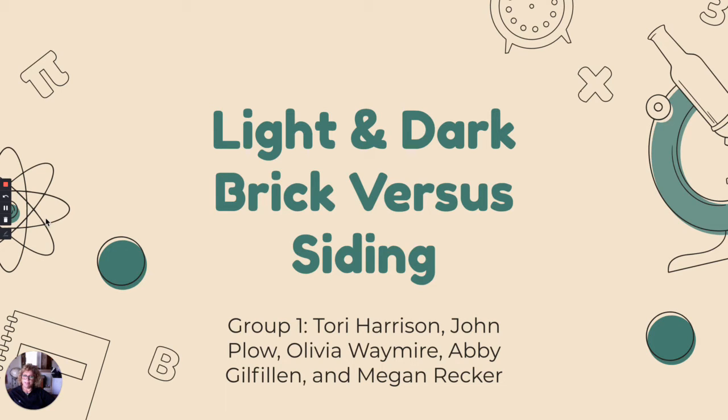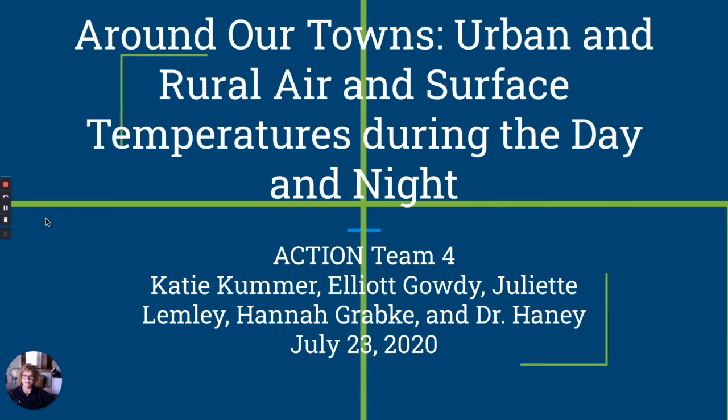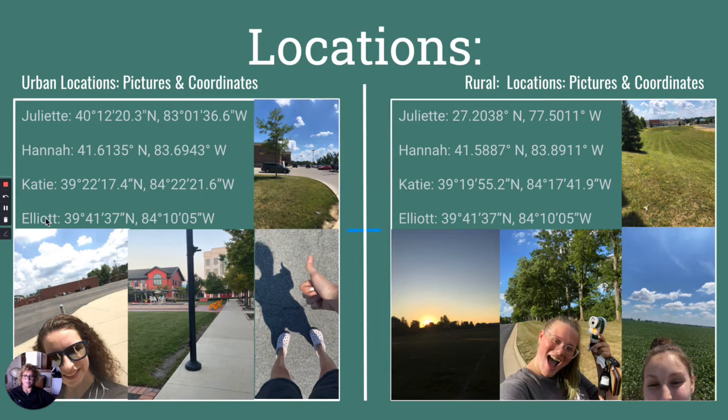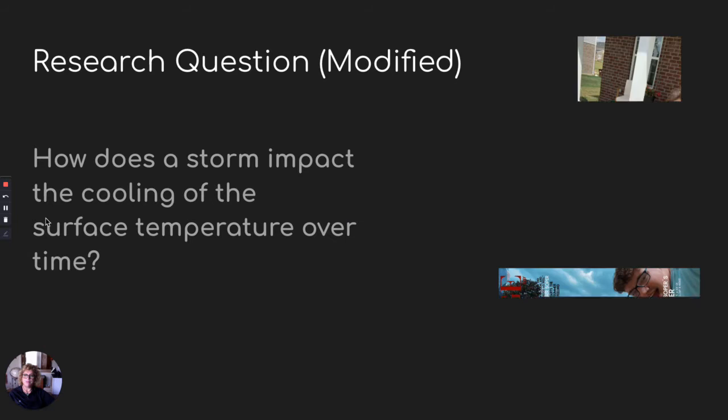Here's a few of the sample projects. This one was light and dark brick versus siding. This group took on urban versus rural temperatures for both day and night. And this is a picture of the team taking those data collections in urban and rural places in Ohio.